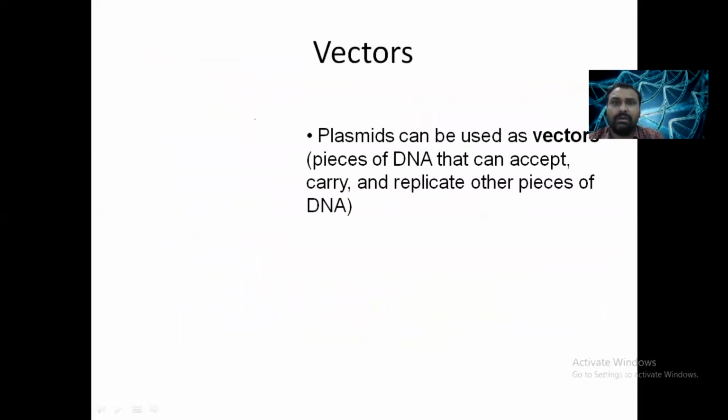Now, what are vectors? An example of a vector is a plasmid. A vector is a piece of DNA that can accept, carry, and replicate other pieces of DNA. That is the definition. So vectors are nothing but DNA that will carry our gene of interest.